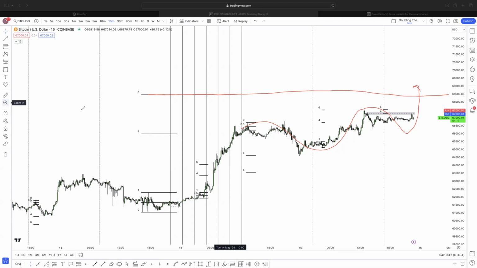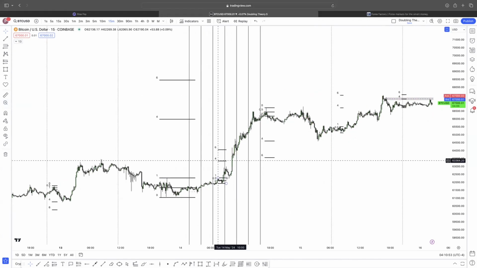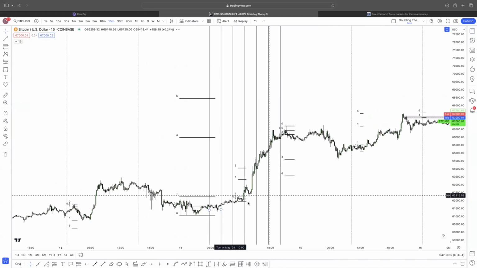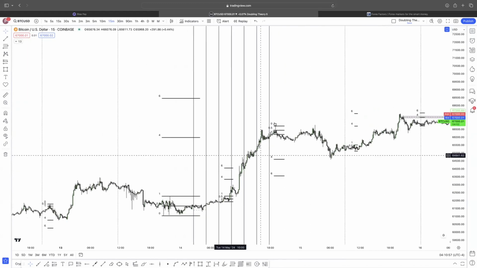So Bitcoin is from Sunday to Sunday. This objective is not yet done. Okay, this objective is not yet finished. So that is why this went more than that, because this is part of the weekly expansion. Okay, now let's take a look at the next one.